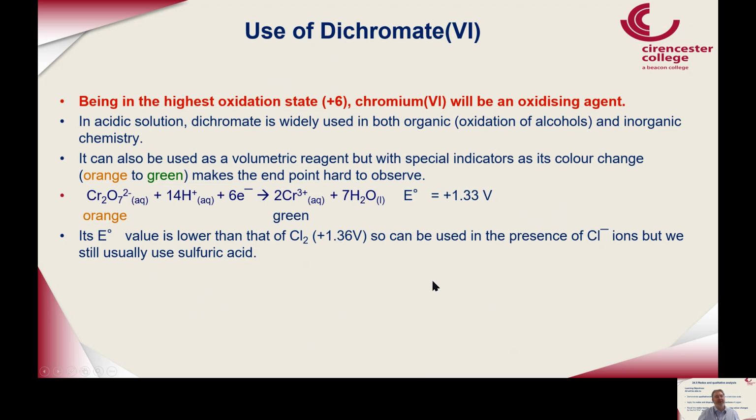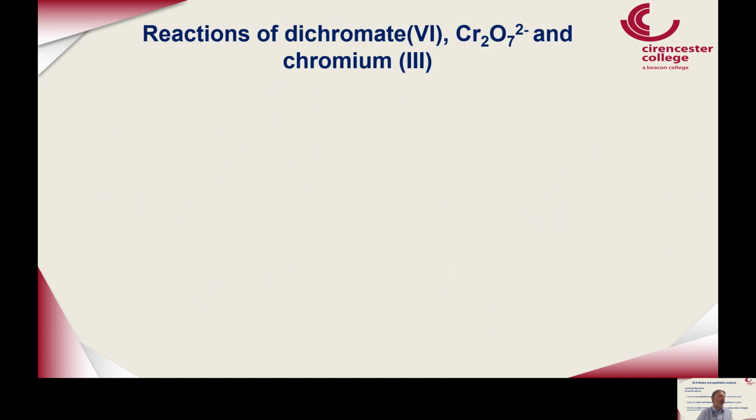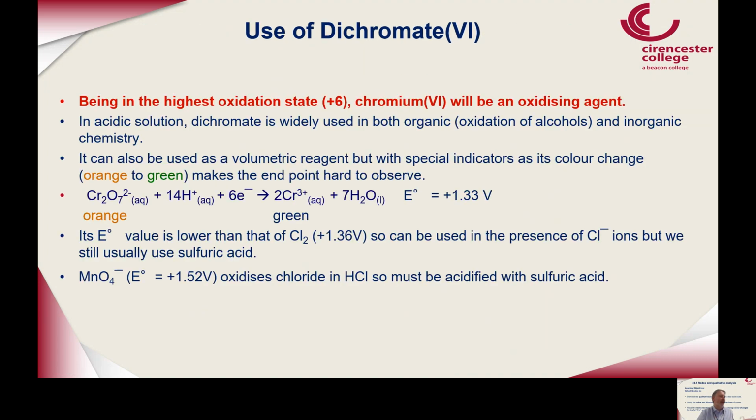However, because we use sulfuric acid with the manganate system, we might as well just keep sticking with sulfuric acid with the dichromate system. So our hydrogens come from the sulfuric acid. We could use hydrochloric, but because we use sulfuric acid with manganate, it seems sensible to continue to use sulfuric acid when making an acidified solution for oxidation, where this is the oxidizing agent.